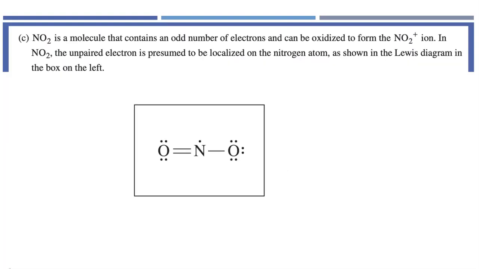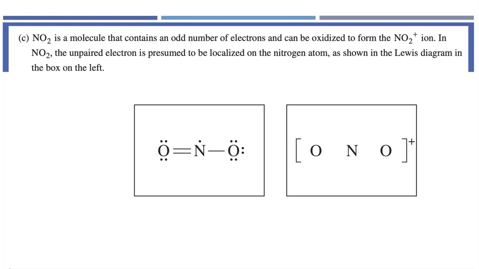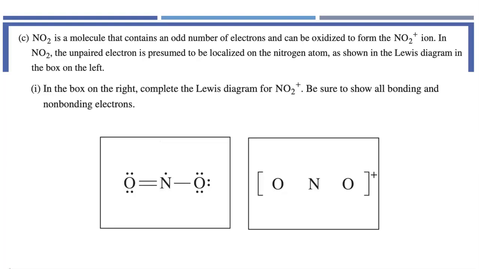And it goes on. NO2 is a molecule that contains an odd number of electrons, and it can be oxidized to form the NO2 plus ion. In NO2, the unpaired electron is presumed to be localized on the nitrogen atom, as shown in the Lewis diagram on the left. And then we have a box for the NO2 plus ion. You can guess what's coming, right? In the box on the right, complete the Lewis diagram for NO2+. Be sure to show all bonding and non-bonding electrons.